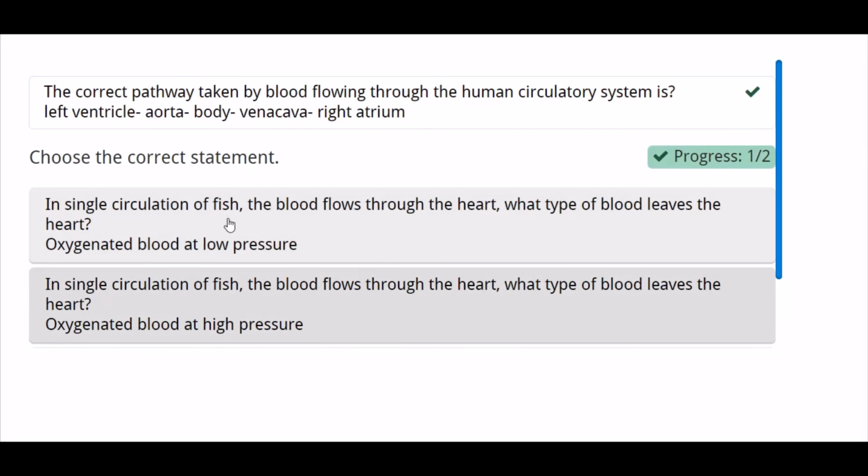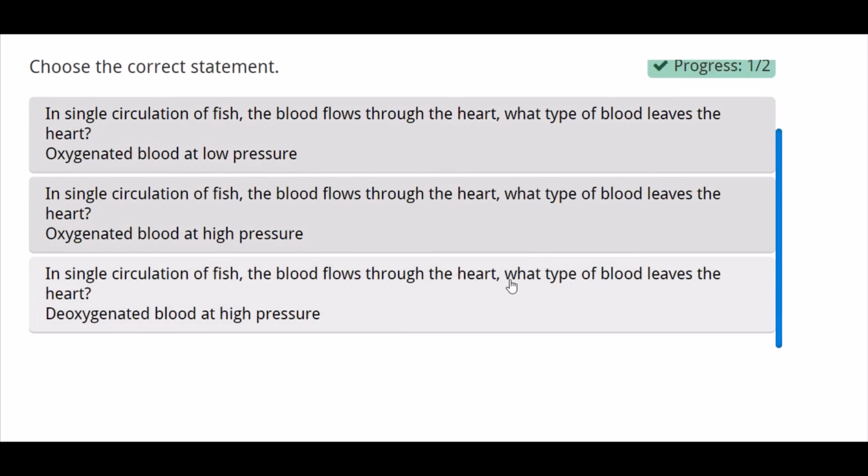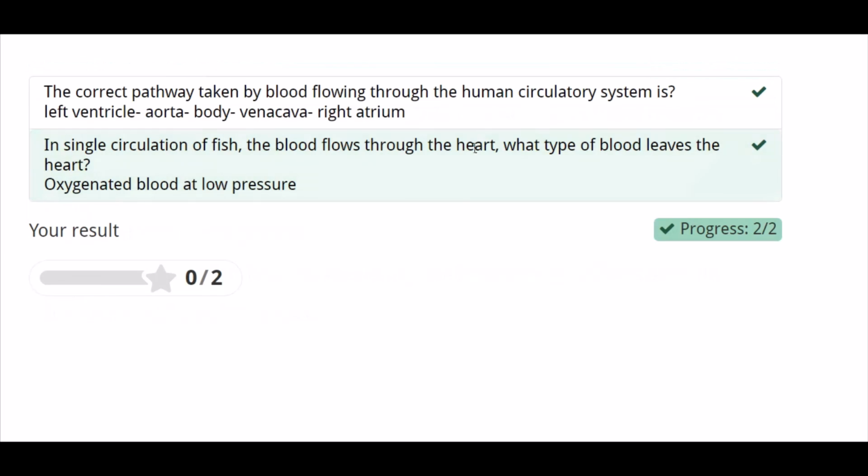In single circulation of fish, the blood flows through the heart. What type of blood leaves the heart? Oxygenated blood at low pressure, oxygenated blood at high pressure, or deoxygenated blood at high pressure? We have oxygenated blood at low pressure.